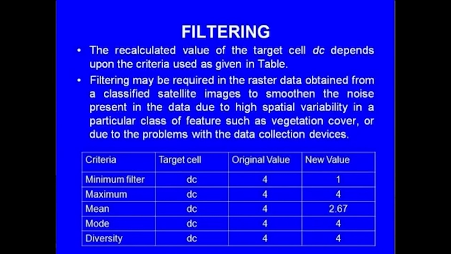I can apply a mean filter, that is, it will calculate the mean of all the 8 cells which surround the target cell and find out what is the mean value and replace it by the same. So, in this example, the mean value comes out to be 2.67. So, the new value for the target pixel is now going to be 2.67, and interestingly one may find that this is not a value which any of the neighborhood pixels of the target pixel have. So, what has happened is a new value has been computed.